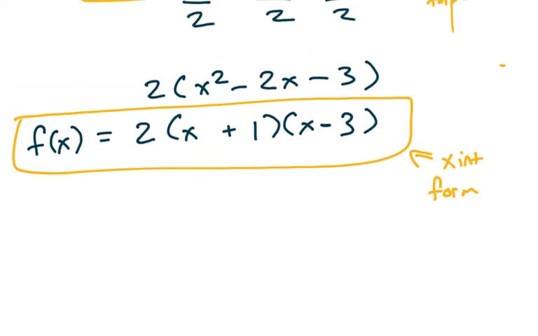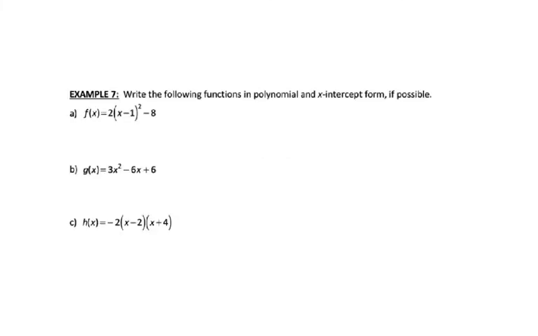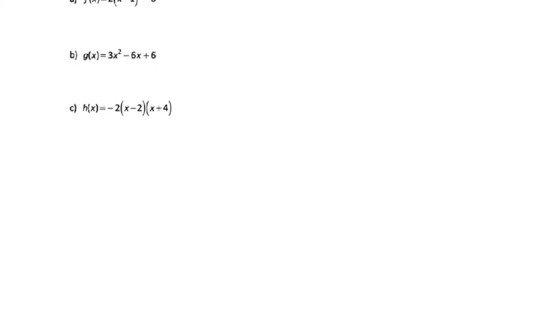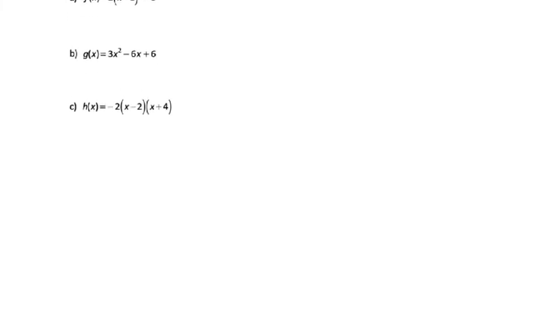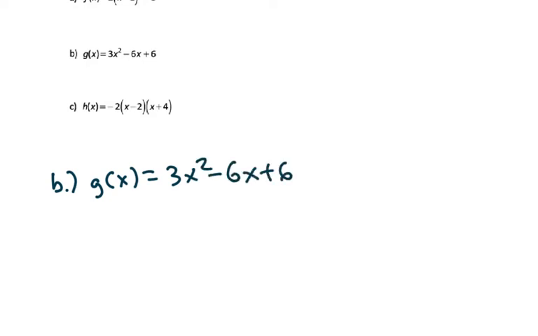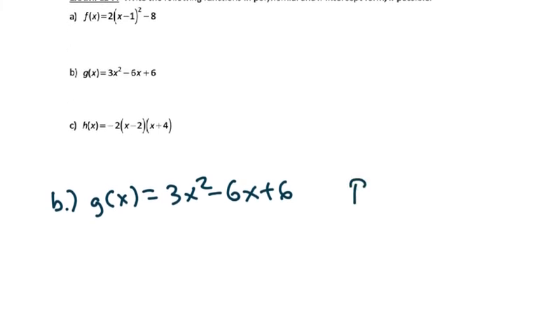Okay. And it looks like I'm a little bit out of space here, so I'm just going to jump ahead and do B here. B is g of x equals 3x squared minus 6x plus 6. The first part is to state it in polynomial form. Well, it's given in polynomial form, so we don't have to do anything there.